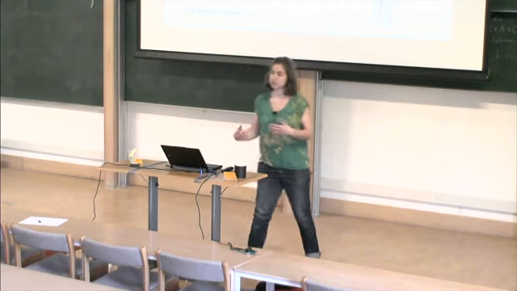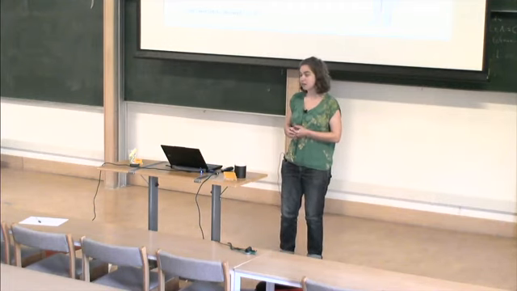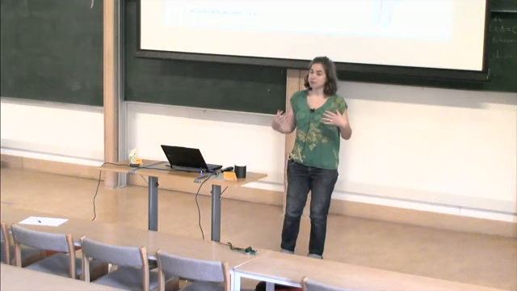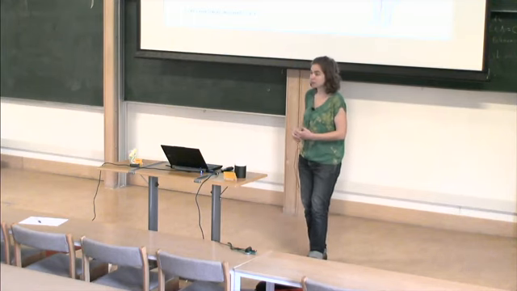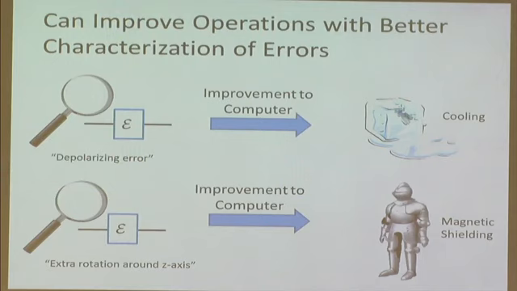But in order to fix those errors, first we need to know what they are. And so potentially if we can better characterize the errors that are occurring in our quantum computers, we can build better quantum computers. So you might here look at the error in your system. So here the error is this kind of box E. It's some quantum process that's occurring in our system.